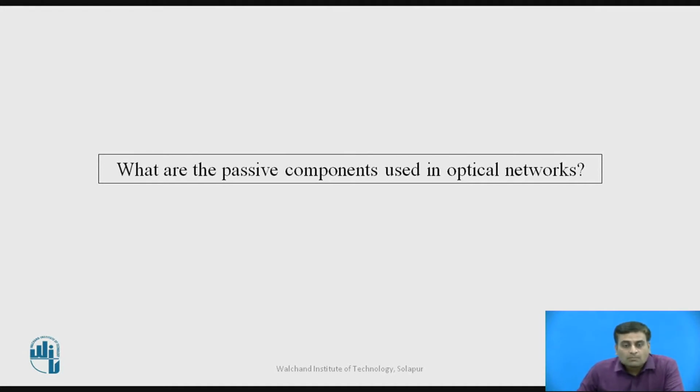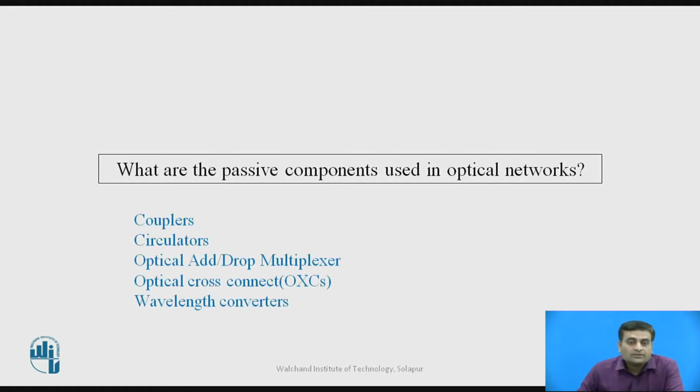The components used in optical networks which do not require external power for their operations are known as passive optical components. And these are some of the passive components: couplers, circulators, optical add drop multiplexer, optical cross connect, and wavelength converters. All these components do not require external power for their operation.